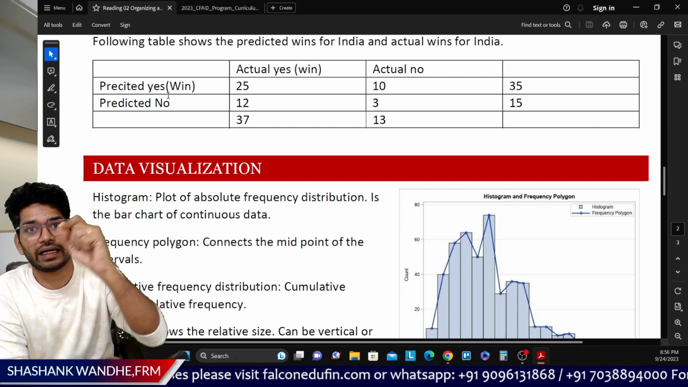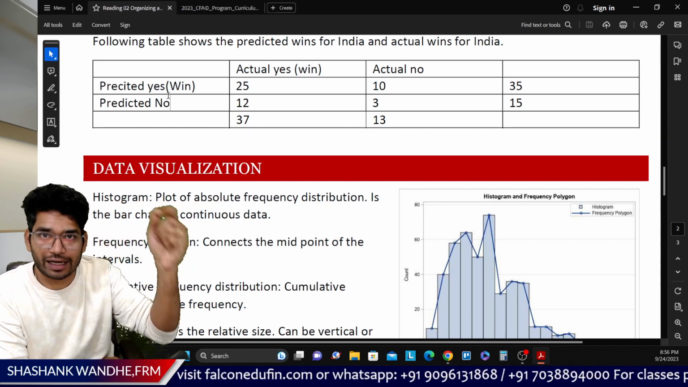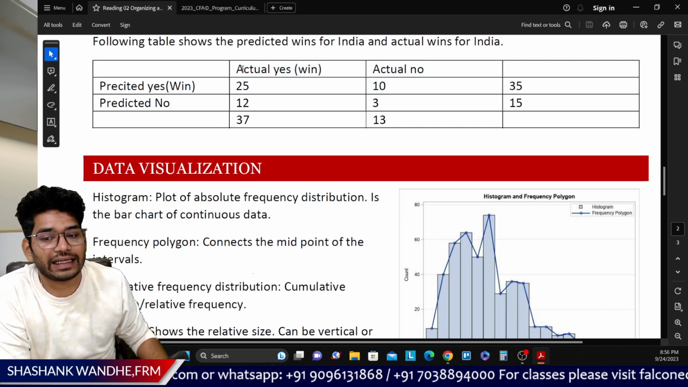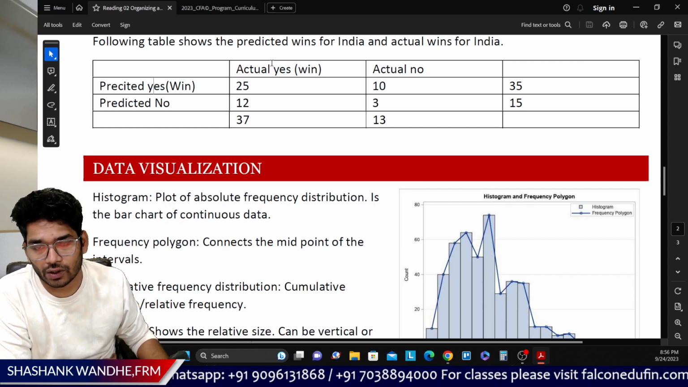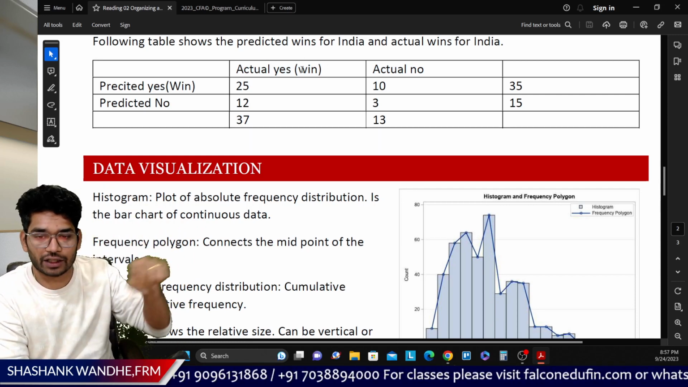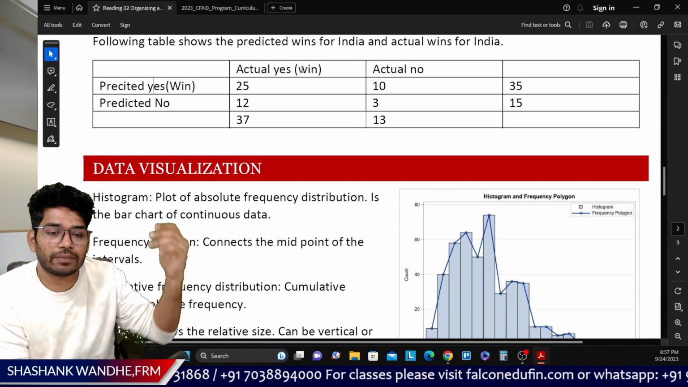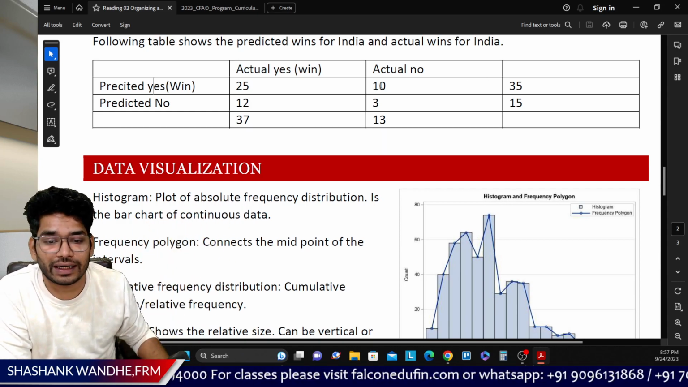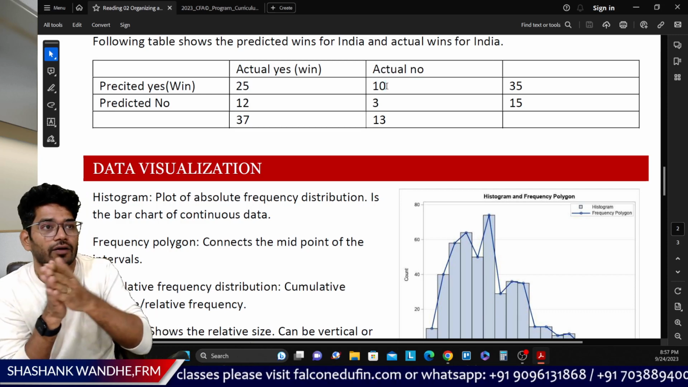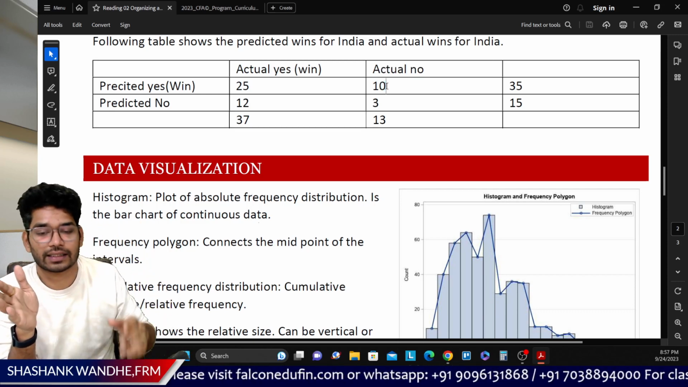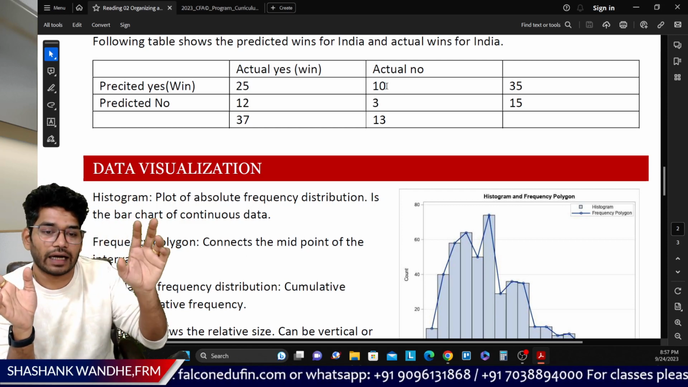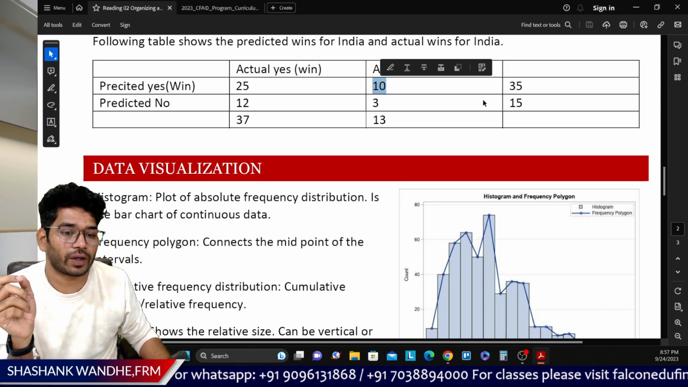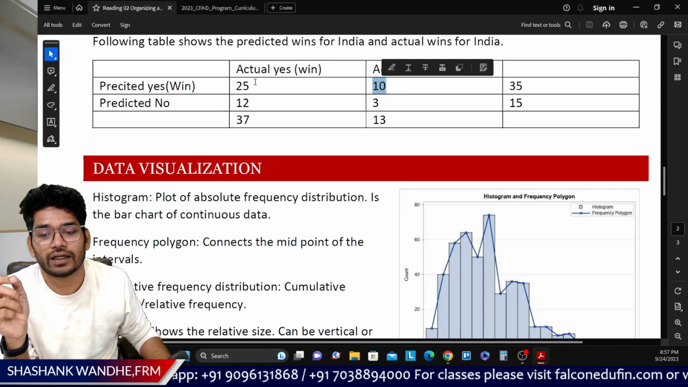So say our prediction was India will win, and in the actual match also India won. Now this will be the predicted yes, that is a predicted win, and actual yes also. So actual win. Okay, so predicted win and actual win. But say if we predicted India will win, but in reality India lost the match. Okay, so in that case we will mention it here. And similarly, say out of the total predicted wins, India won 25 and lost 10 matches, and this is how we get this setup. Okay, and the total predicted wins were 35, 10 and 25.